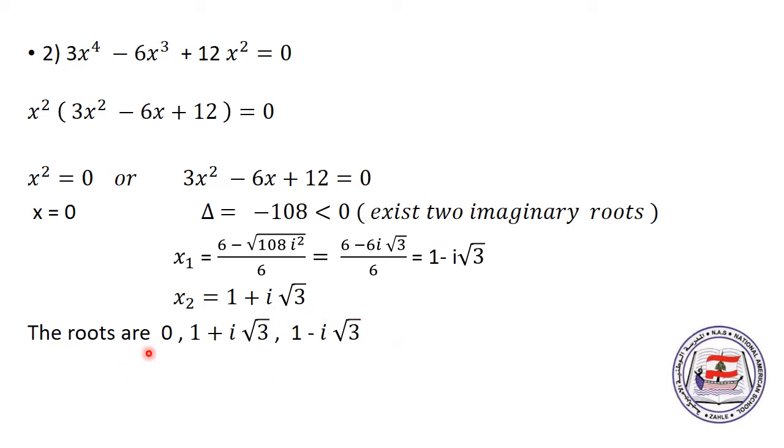So the zeros of this equation, or the roots of this equation, are two imaginary numbers and one real number: 0, 1 plus i radical 3, and 1 minus i radical 3.